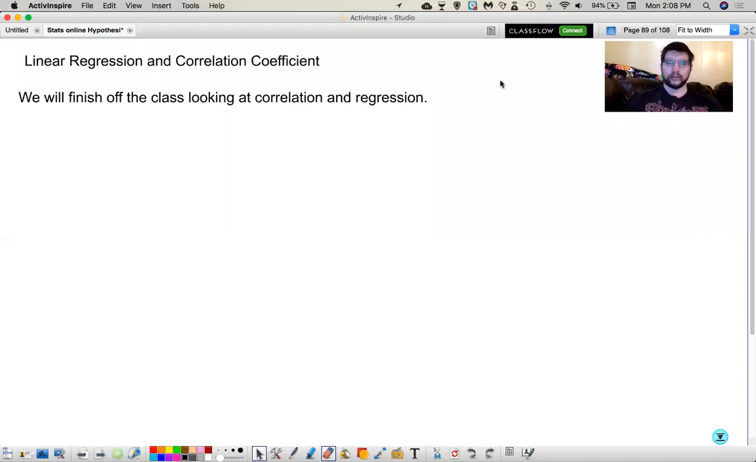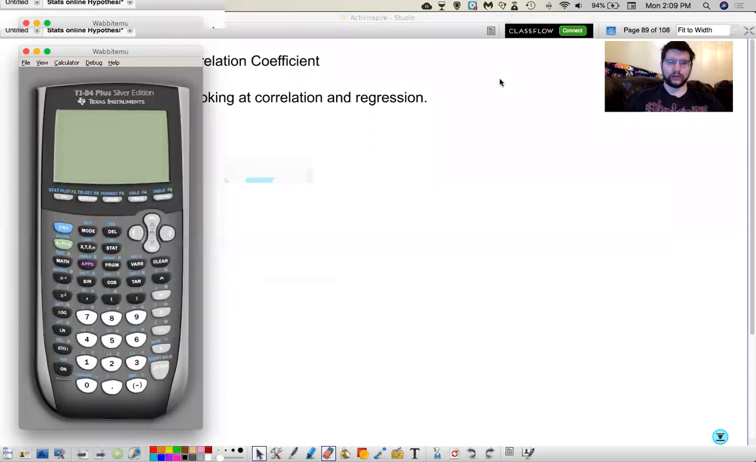Hello guys, so today we're going to finish off statistics. Last two topics are linear regression equations and correlation coefficients. Before we actually begin doing any of the statistics, I want everybody that has a TI to go ahead and get it out. We need to make it display our R, our correlation coefficient.